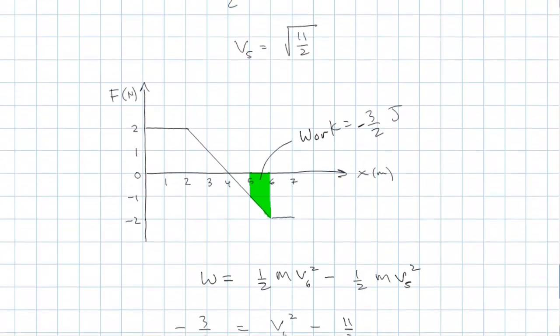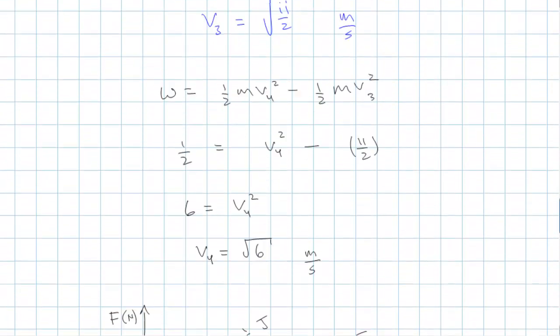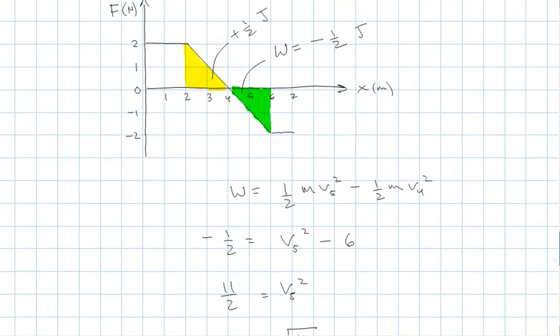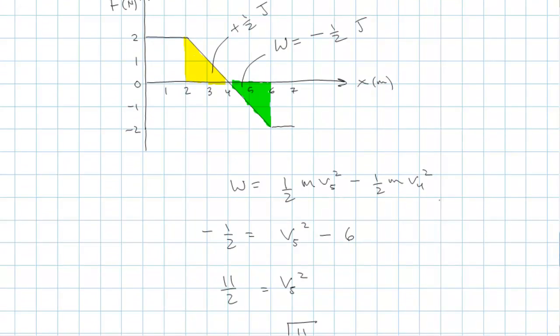Let's go back and see what we had at V2. Two meters per second. So we're back at the same speed. Now what's going to happen, we're going to slow down, going from 6 to 7. We're going to slow down by the same amount that we sped up, going from 1 to 2. So I'm expecting my velocity to be the same at x equals 7 as it was at x equals 1, because we did some positive work between x equals 1 and x equals 2, and we did some negative work between x equals 6 and x equals 7.